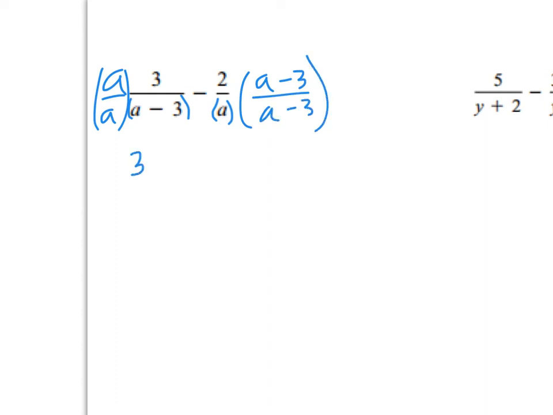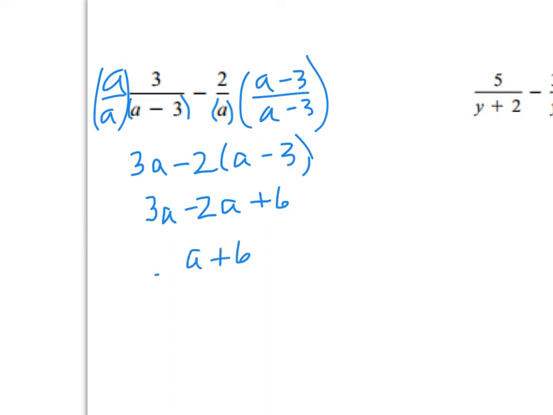So that gives me 3a minus 2 times a minus 3. I know someone wants to do all this stuff in their head, but my caution would be to be really careful about that when you are dealing with negatives. Just be careful. So I get that all, once I distribute and combine like terms, is a plus 6 over my denominator of a times a minus 3.